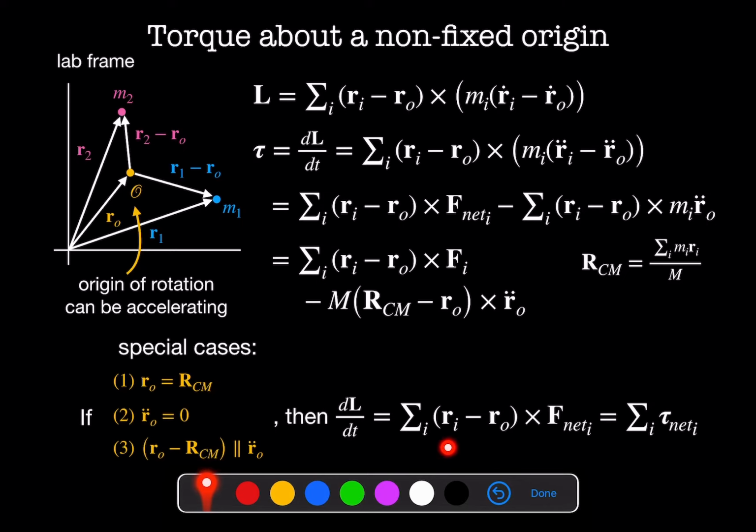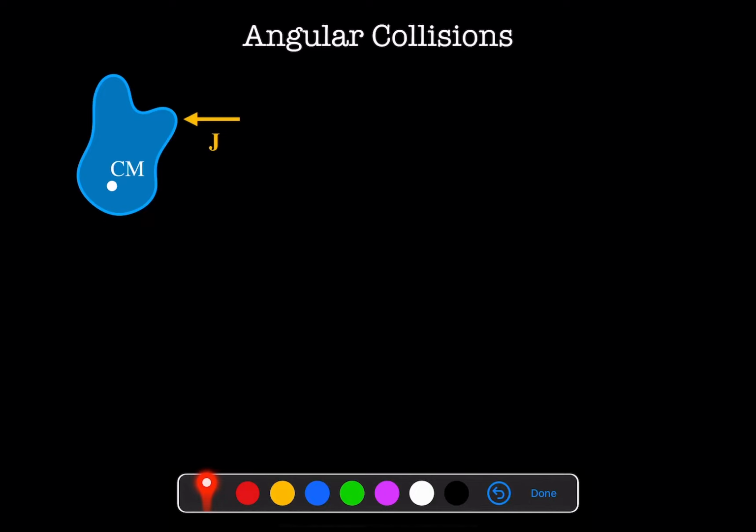So this is the sum on i of r_i minus r_origin cross the net forces acting on each object. Or this is just the total torque is equal to the sum of the torques acting on each of the individual particles. So we can use all of these ideas together to understand angular collisions. Imagine I have some object here that has some center of mass, and I'm going to give it some kick. We'd like to know what happens.